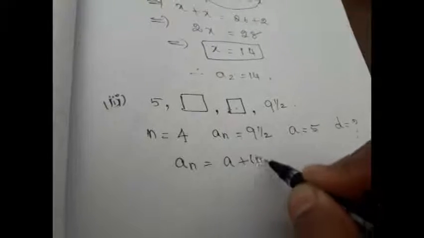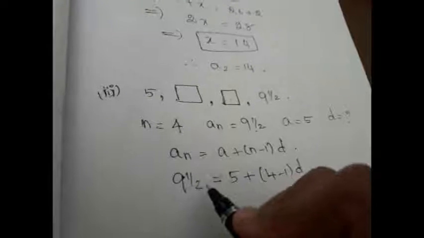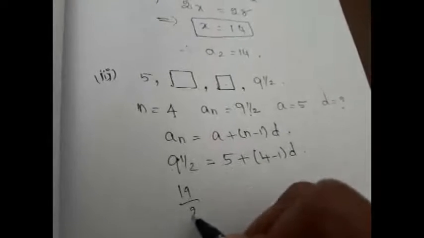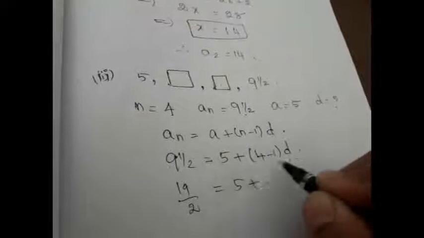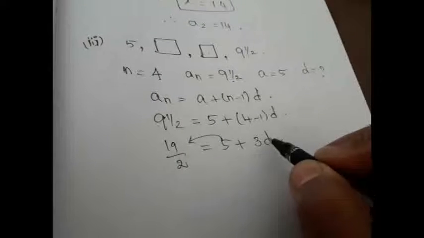So we can apply an identity here. What is an? a plus n minus 1 into d. So an is 9 1 by 2, which is equal to 5 plus 4 minus 1 into d. What is 9 1 by 2? It's a mixed fraction. 18 plus 1, 19 by 2, which is equal to 5 plus 4 minus 1 is 3d. So first bring this 5 to this side, then only you should bring 3.